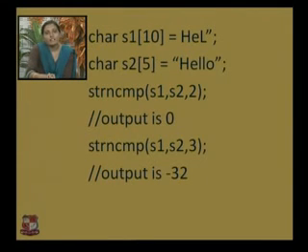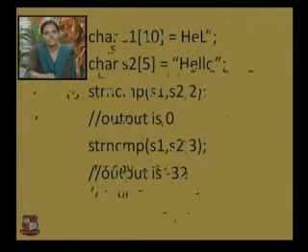In the same way, if we take s1, s2, 3, then the difference of the third character, the first unmatching character, will be returned. So he capital L and he small l: the first unmatching characters are capital L and small l, and the ASCII value difference is minus 32 here. So it is the ASCII difference of the first non-matching character.